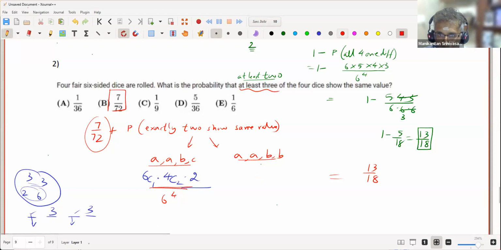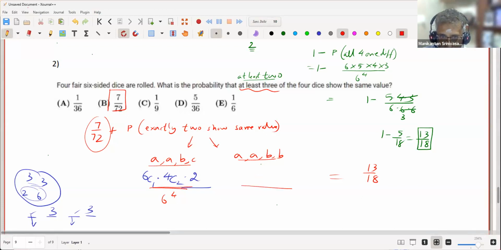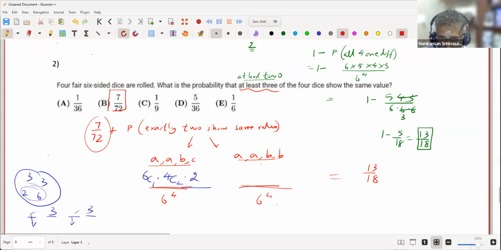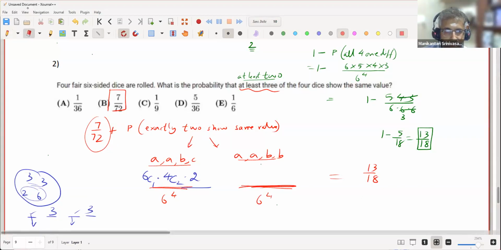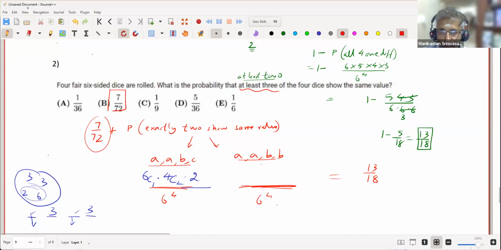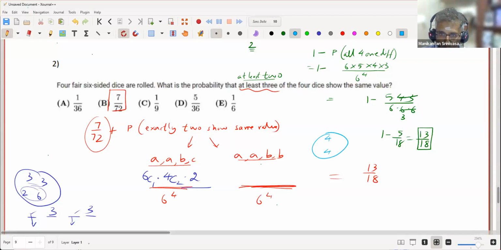Okay, all right. And the other one, which is AABB, so 6 power 4 again. So what is this example? This example is where we are choosing two sets of numbers. Let's say 4 will appear twice and 1 will also appear twice. But the only thing is how to put it, right? Where to allocate them, right?